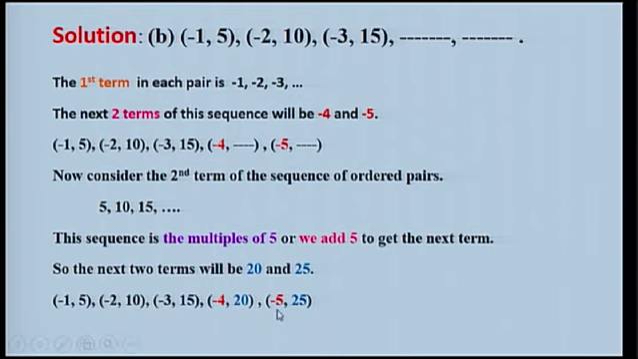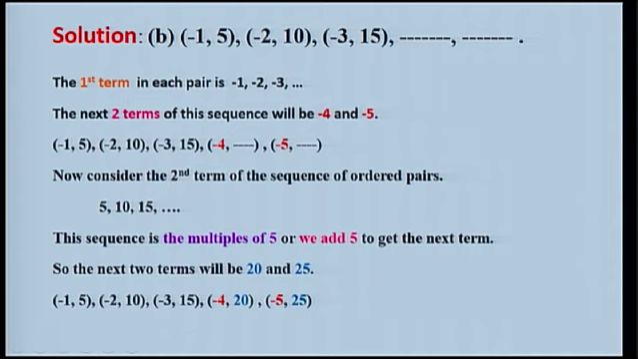Minus 1, 5. Minus 2, 10. Minus 3, 15. So the first term in each pair will be minus 1, minus 2, minus 3. The next two terms of this sequence will be minus 4 and minus 5. Now we consider the second term of the sequence of ordered pairs.